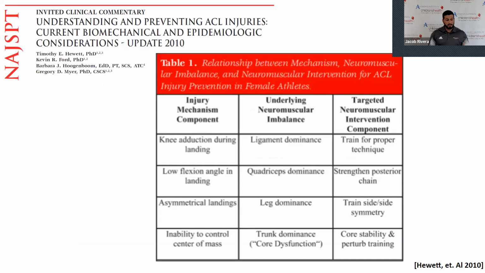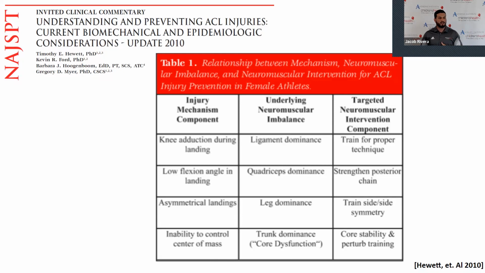Now, I'm not going to go deeply into this, but what I can say is that based on the injury mechanism component, most likely you can identify an underlying neuromuscular imbalance that that athlete has. So this was specifically taken from, once again, an ACL injury prevention approach in female athletes. And then based on that underlying neuromuscular imbalance, you can then create an intervention component. So the intervention is, okay, I've identified this in my evaluation process. I've identified this that led to the injury. What am I going to do about it?